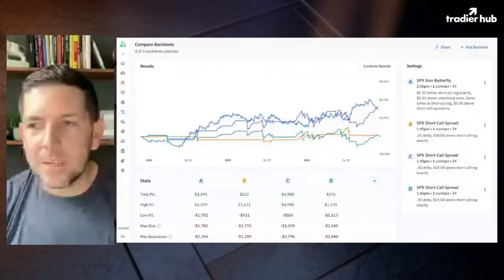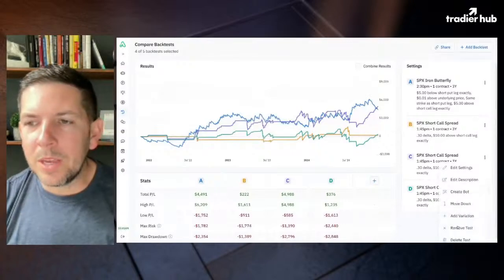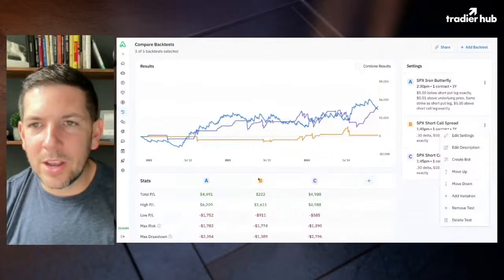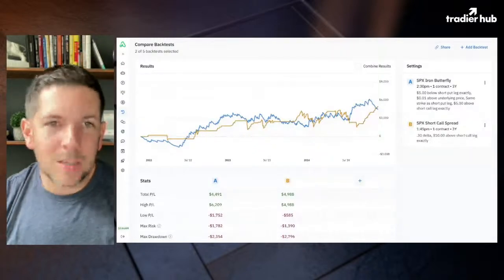All right, so we're going to remove D also because we don't really like that either. It didn't really make any money. And then we're going to remove B. B was the first test, first variation of this. That didn't really make any money either. So we're going to go ahead and remove that test. So now what we have is this chart.